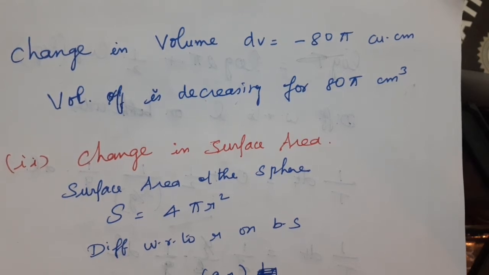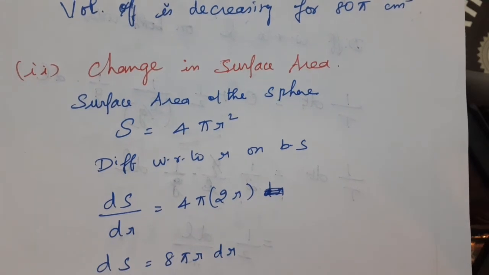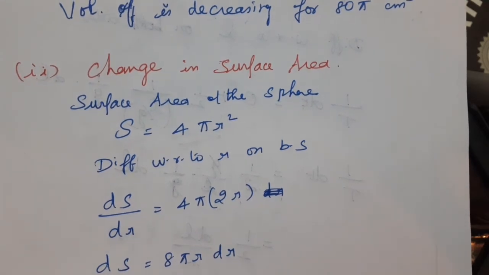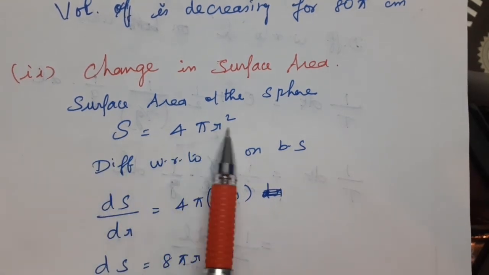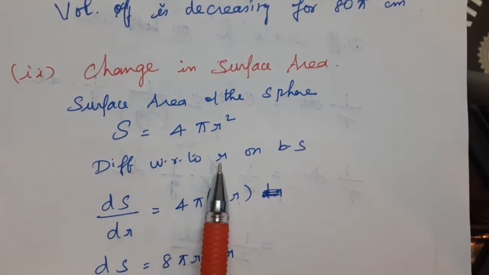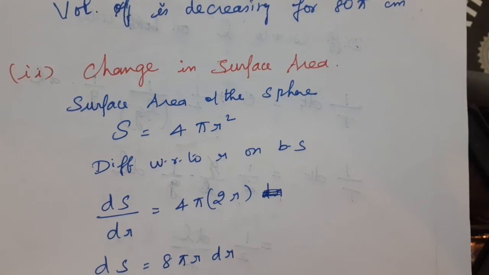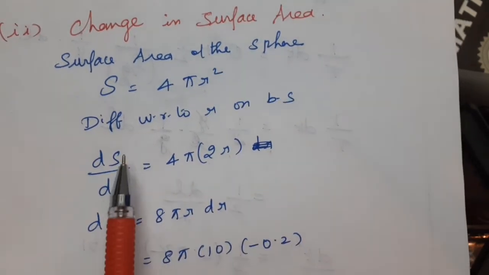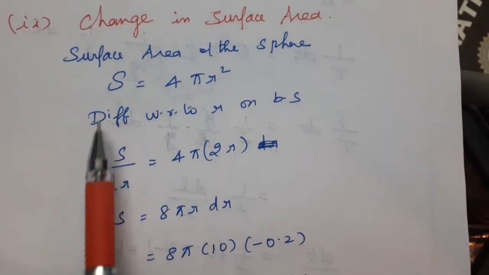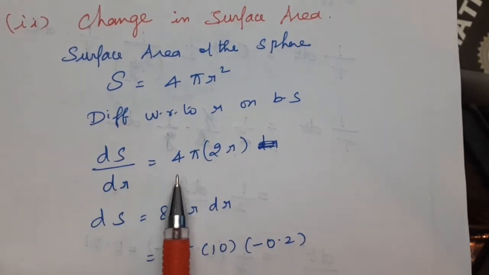Next, similarly, we are going to find the change in surface area. What is the surface area of the sphere? The surface area of the sphere S equals 4 pi r square. Similarly to how we found the volume, we follow the same procedure. Differentiate with respect to r on both sides: dS by dr equals 4 pi.